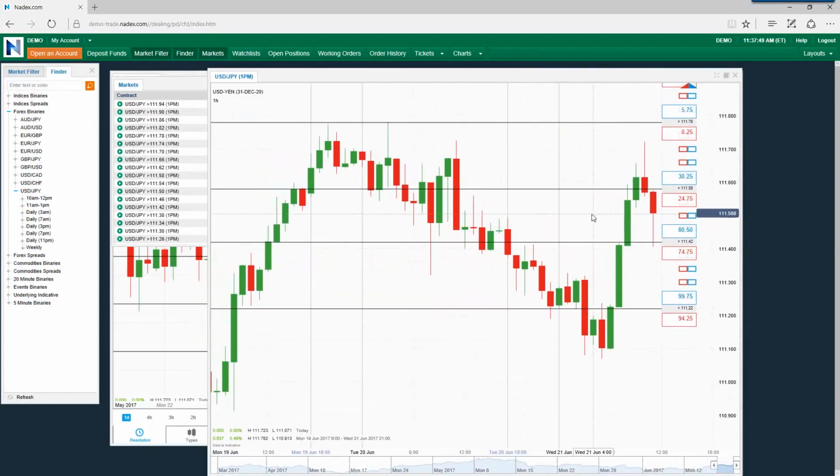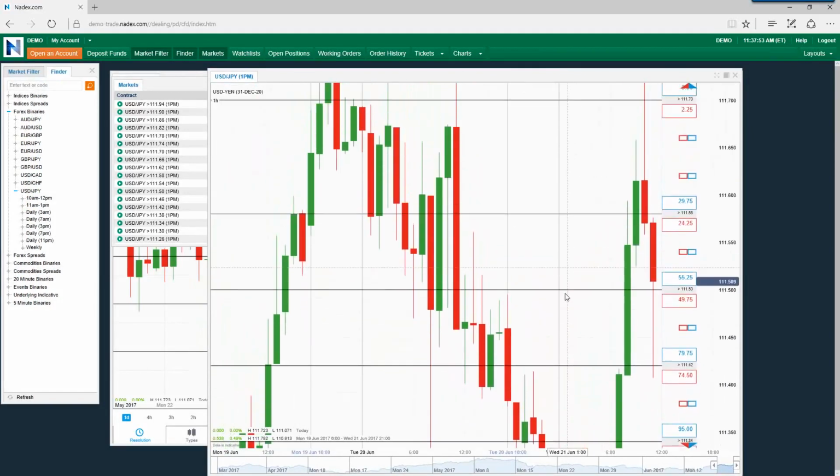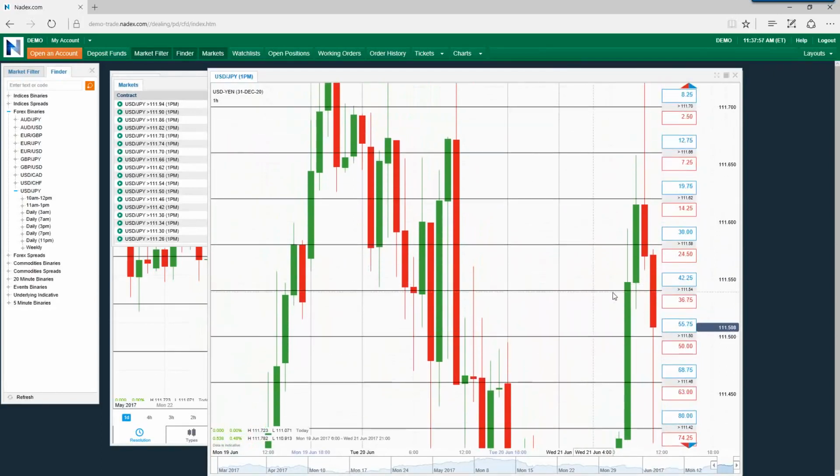Okay, so this is a 2-hour binary option. And we have strikes every 4 pips on this. So if I wanted to go long, my at the money would be right here. The risk on that trade is 54.25. That's kind of your midpoint on risk.